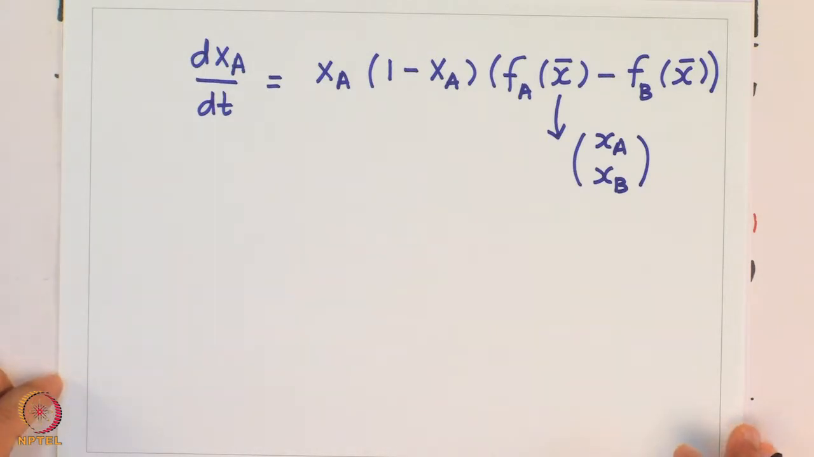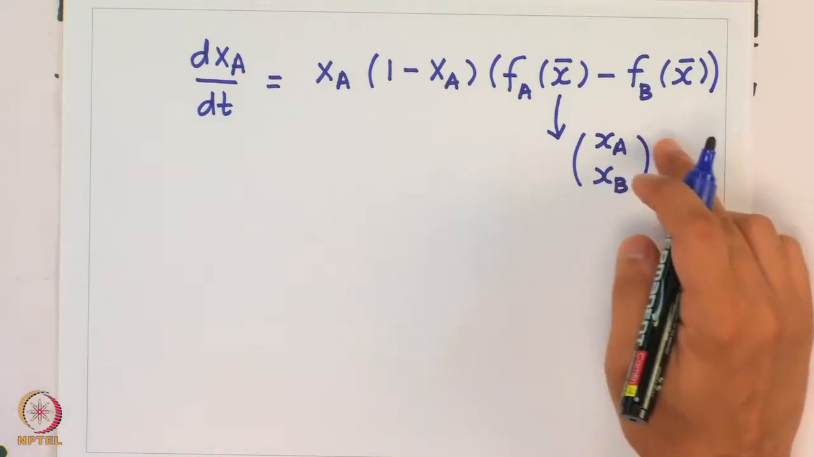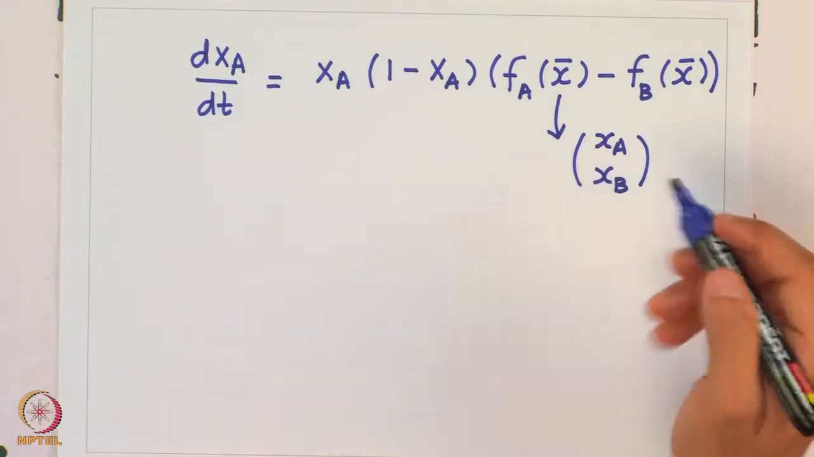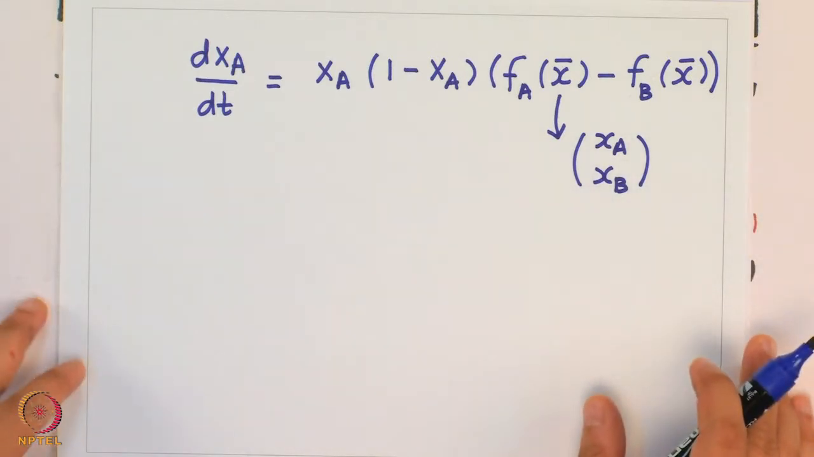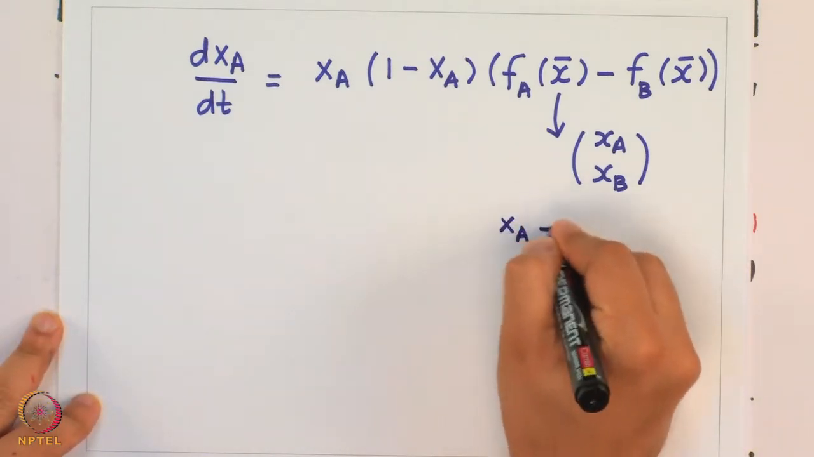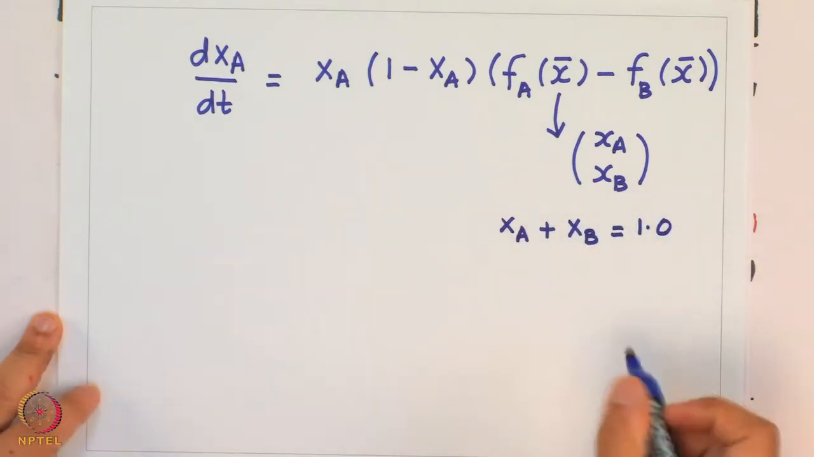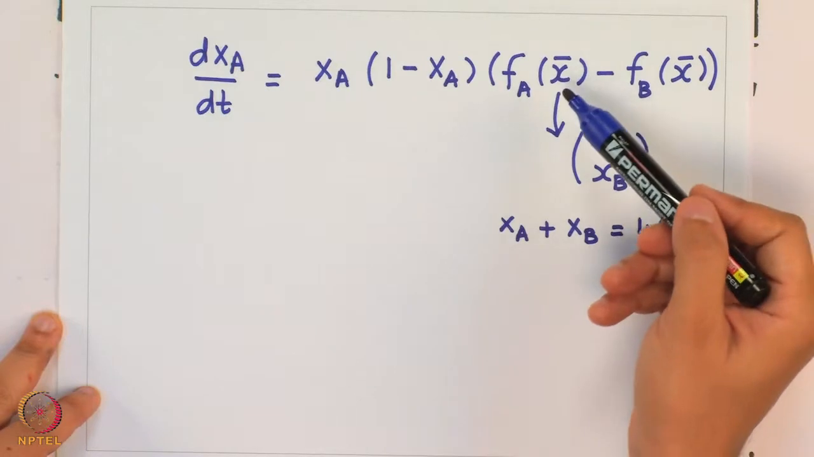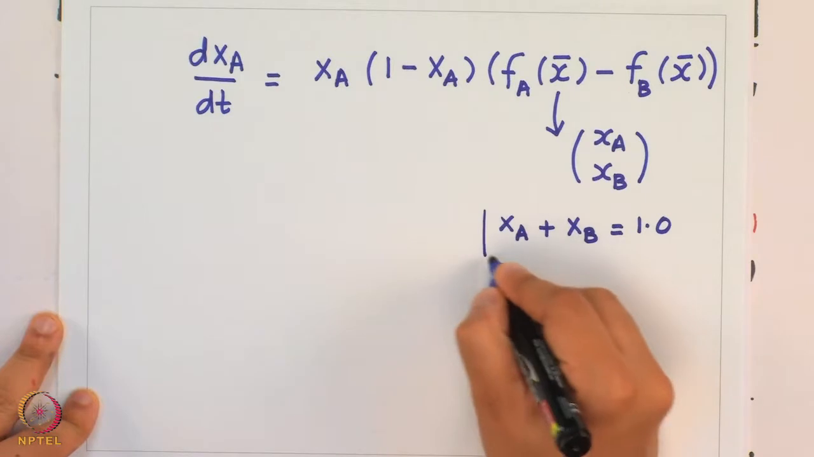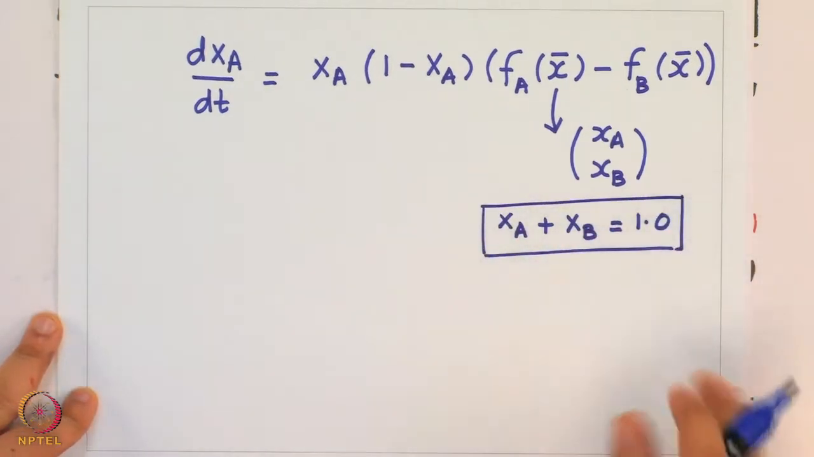So, when we are talking of two particular genotypes, the vector x will comprise of xa component, which represents the frequency of individuals belonging to genotype A, and xb, which is frequency of individuals belonging to genotype B. We also know that xa plus xb is equal to 1 at all times. So, essentially the vector x is just one variable, xa and 1 minus xa, because of this linear relationship that we know exists between xa and xb.